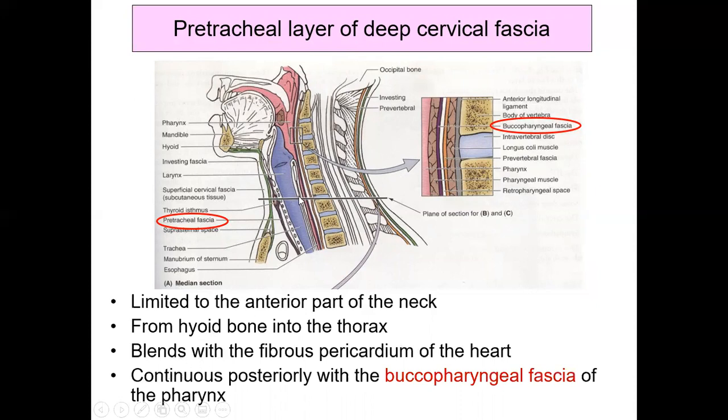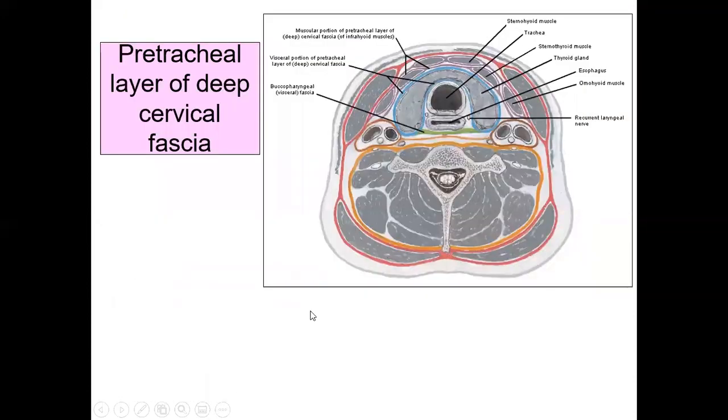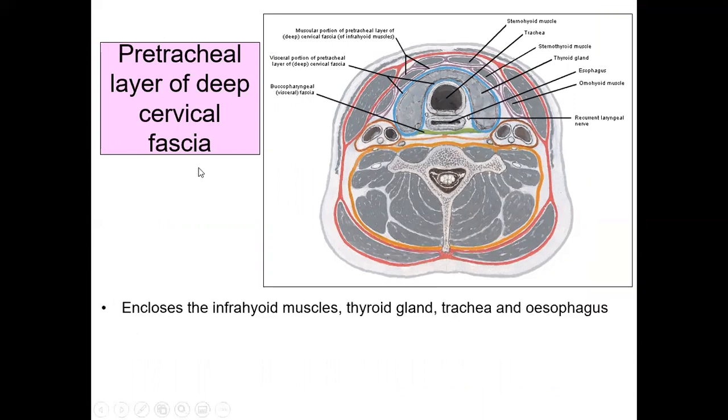If you move posteriorly, you can see there is a purple color line there. It continues posteriorly with the buccopharyngeal fascia. So it becomes the buccopharyngeal fascia at the back, the buccopharyngeal fascia of the pharynx. Just now we discussed the pretracheal layer of the deep cervical fascia. Now we're going to continue to discuss this layer.